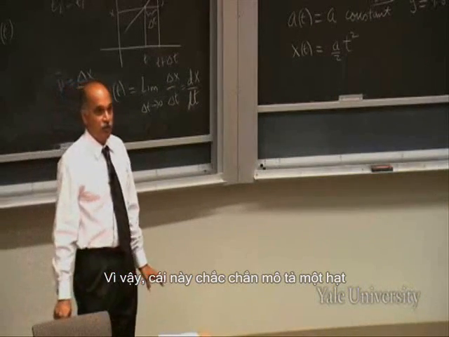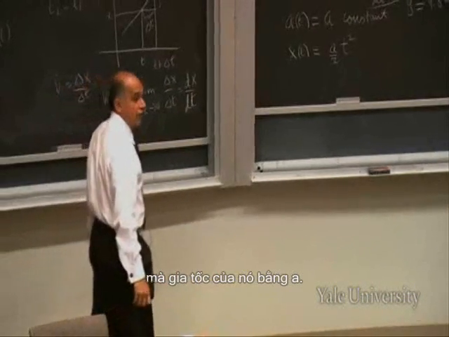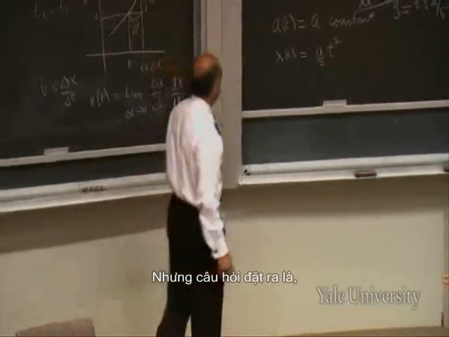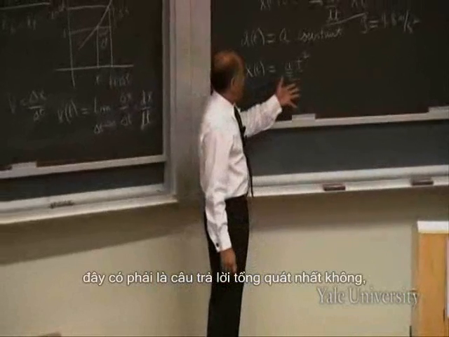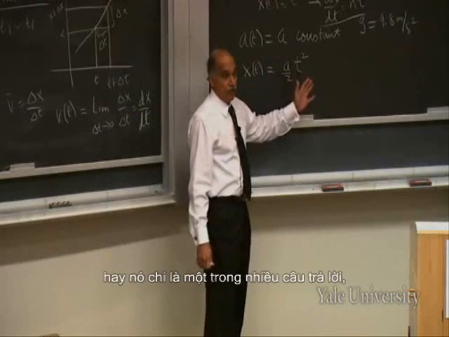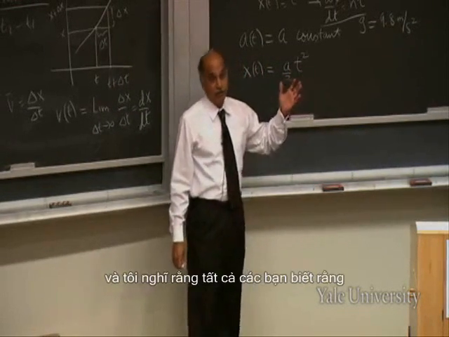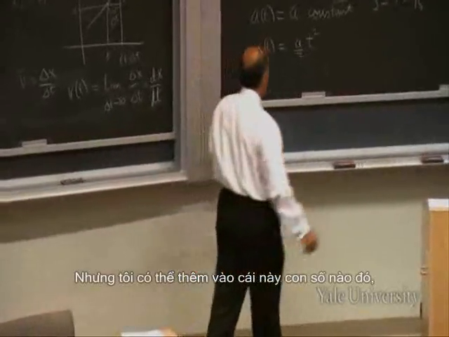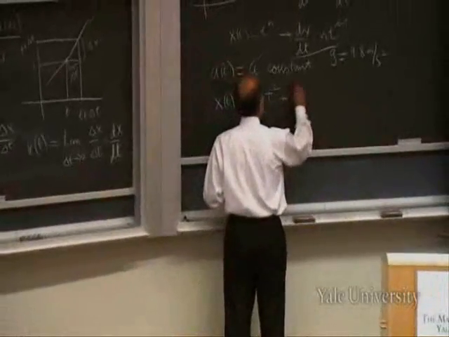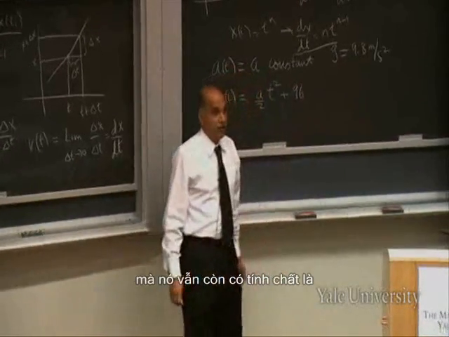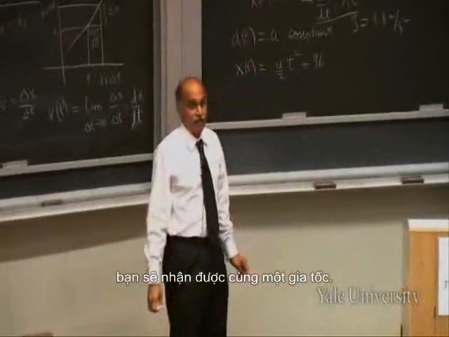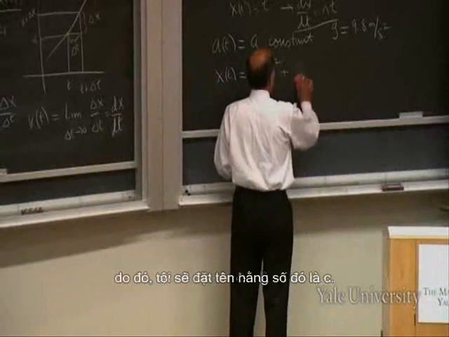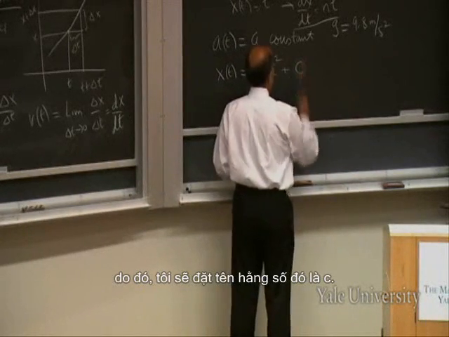So this certainly describes a particle whose acceleration is a, where a is not dependent on time. But the question is, is this the most general answer, or is it just one answer? And I think you all know that this is not the most general answer. It is one answer. But I can add to this some number like 96. That'll still have the property that if you take two derivatives, you're going to get the same acceleration. So 96 now is a typical constant. So I'm going to give it the name c, the constant.